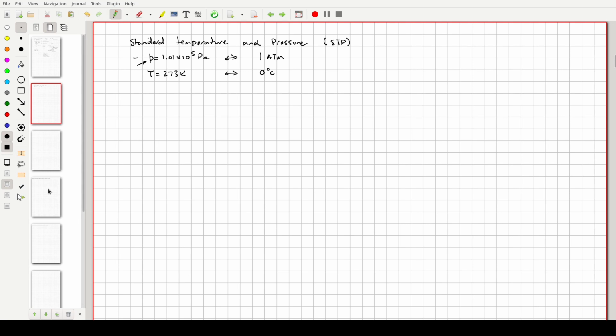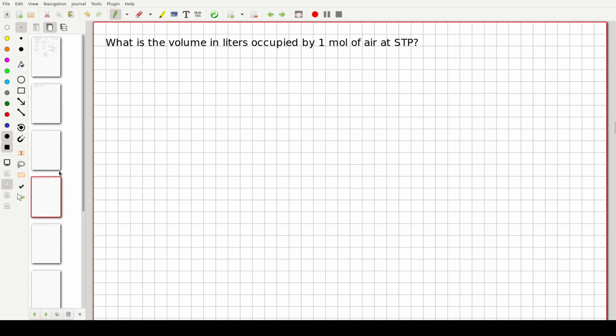Speaking of which, we can do an example. What is the volume in liters occupied by 1 mole of air at standard temperature and pressure? So what we're given here is that we have 1 mole of air. We're going to assume that this is exact. I know it's not stated as exact, but there's a reason for this. And again, for those of you that have chemistry or have had chemistry, you'll see what I'm talking about.